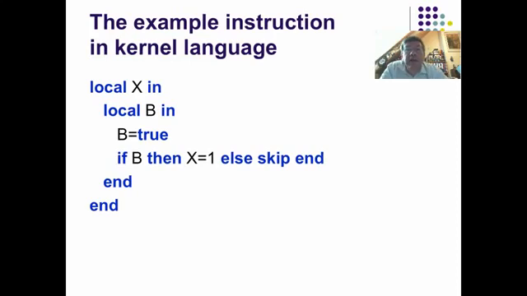Now that we've seen the basic concepts of the abstract machine, let's take a look at an actual execution in the abstract machine. Here's a very simple instruction. It doesn't do very much, but it will show us exactly how the abstract machine works. This instruction has some local instructions inside. It has a binding, it has a conditional. So let's see how it works.